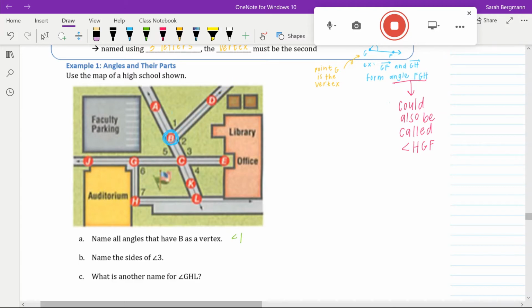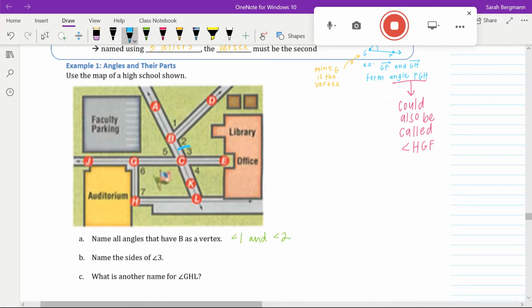Let's check if there are any others. Again, using the ray BD, we could also use the ray BC, which could also be called ray BK or ray BL. This forms angle 2. So another angle with B as its vertex is angle 2. There are no other rays starting at point B, so those are the only angles that have B as a vertex.